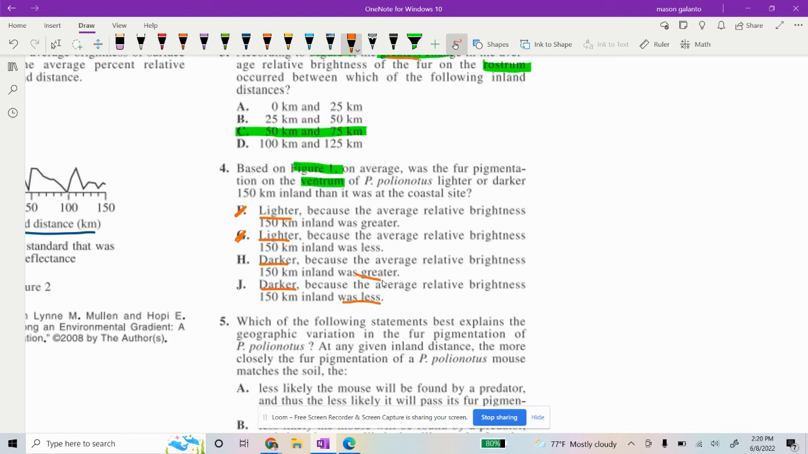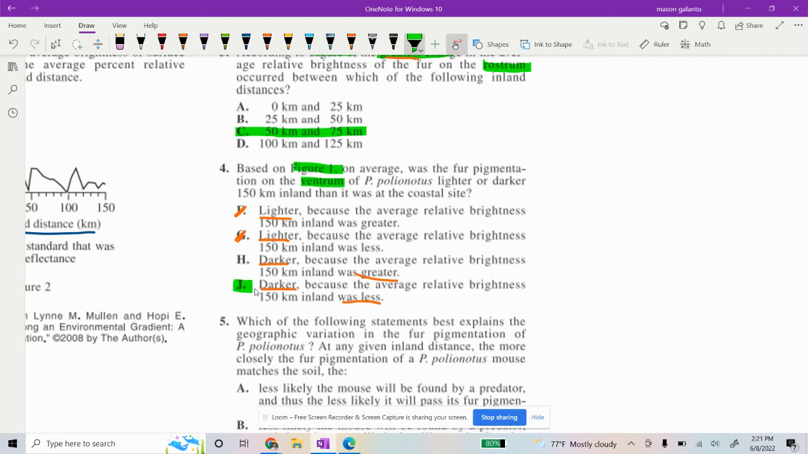So it's either going to be less or greater. Again, it's just logic here. I need to eliminate one. Well, if I'm saying it's darker, that doesn't mean that it's brighter, right? Which is what H suggests. So J has to be our value here. Darker because the average relative brightness 150 kilometers inland was less.